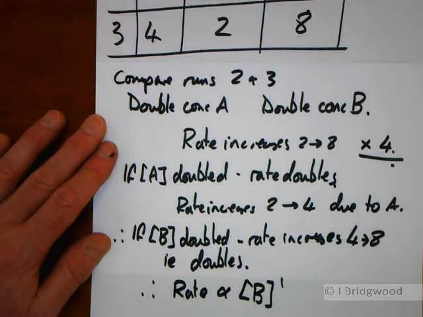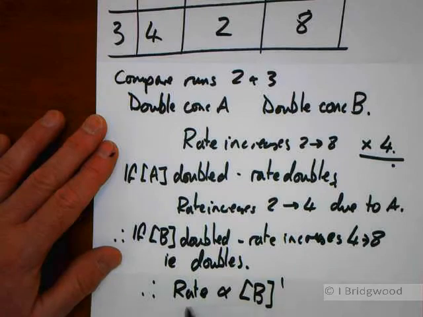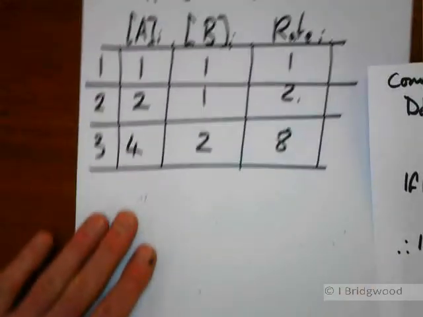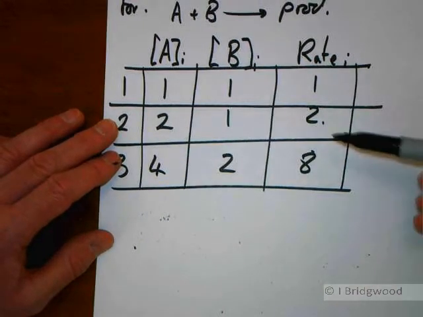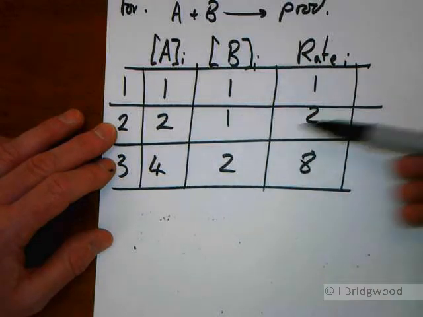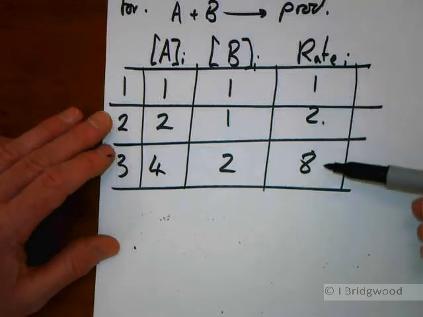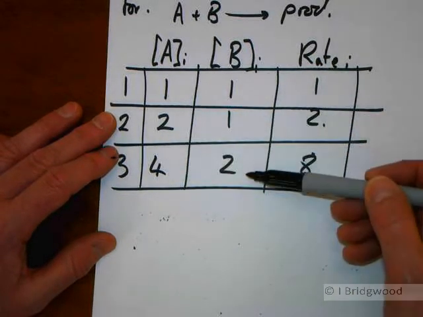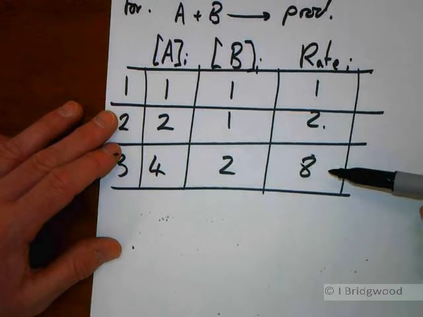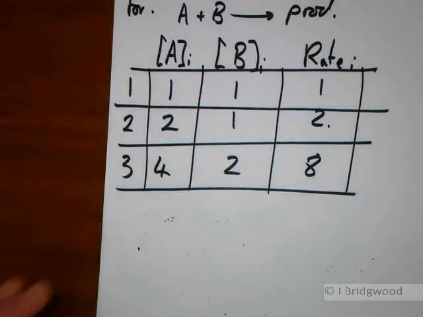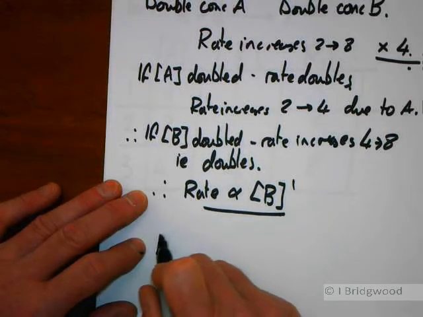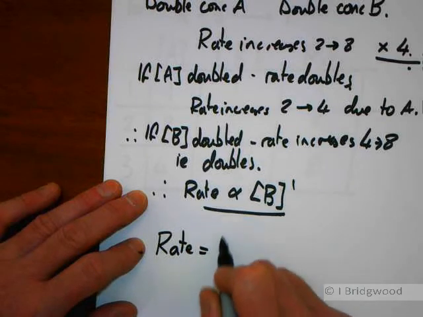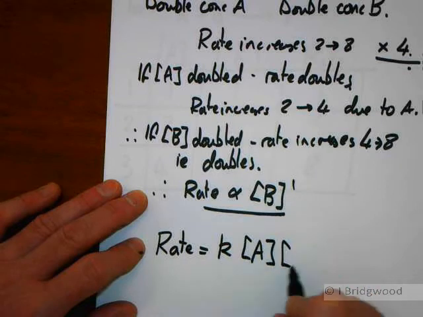Okay? And you will notice that makes a certain amount of sense, because if we look at our values again and we compare runs 2 and 3, we are finding that we're getting a quadrupling in the rate of reaction by a doubling of both A and B. Therefore it must be second order overall. If we know already that it's first order with respect to A, it must be first order with respect to B as well. So our overall rate expression: rate equals k, concentration of A, concentration of B.